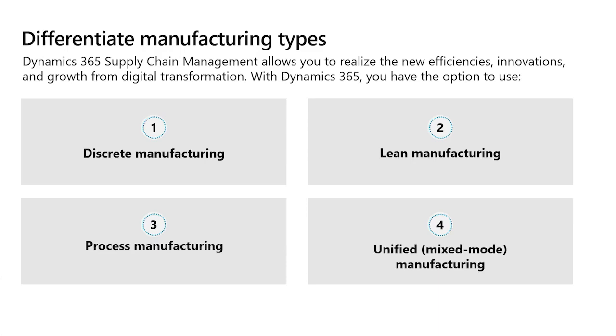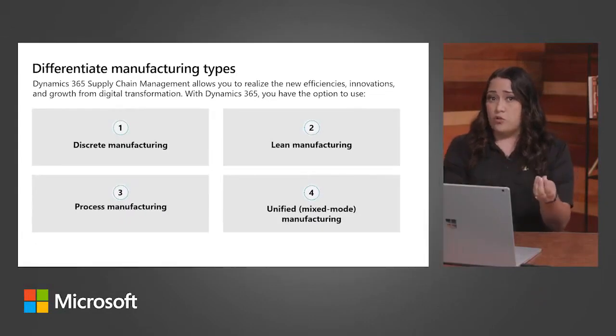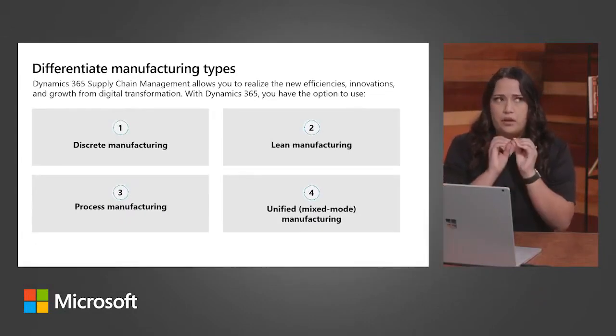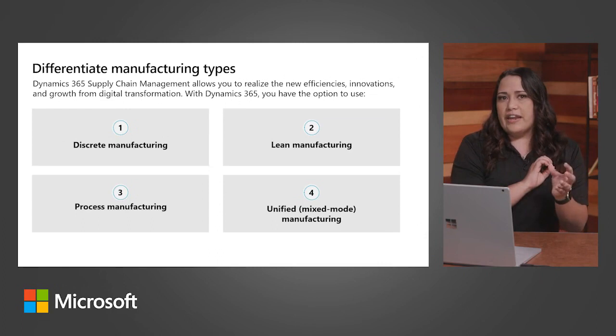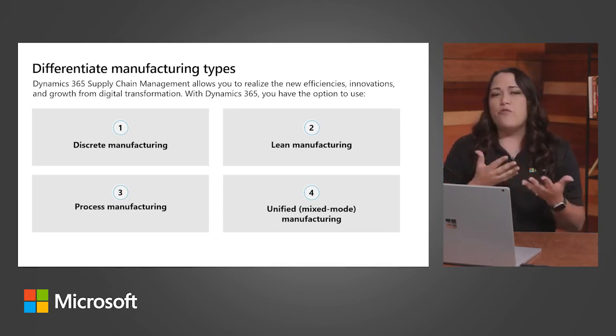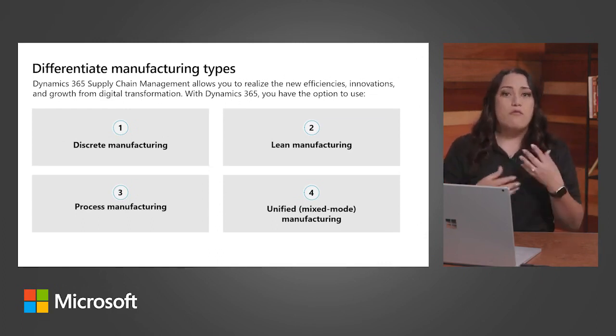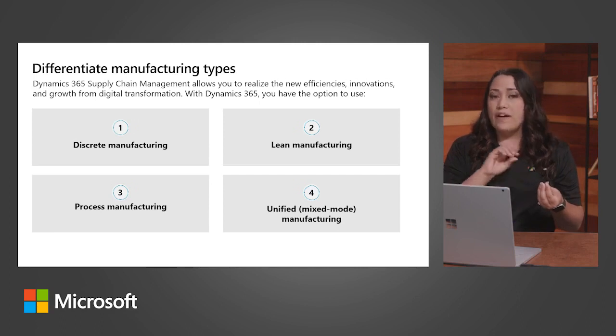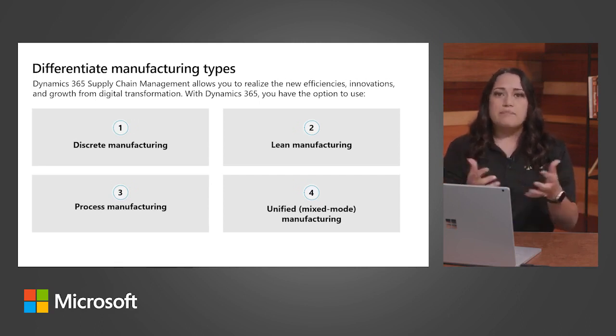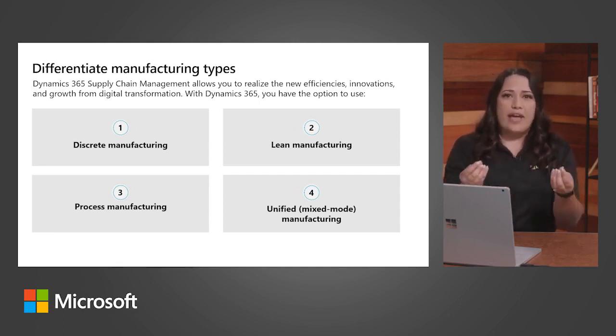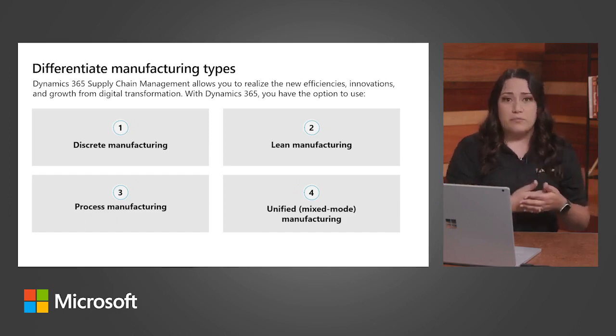I'm going to skip over lean manufacturing though, and we'll come back to it, but I want to come back to process manufacturing, because a lot of people get process and discrete manufacturing mixed up. Process manufacturing is going to rely on creating formulas or recipes to create the product, whereas in discrete manufacturing, we're putting parts together in a way to produce that distinct item.